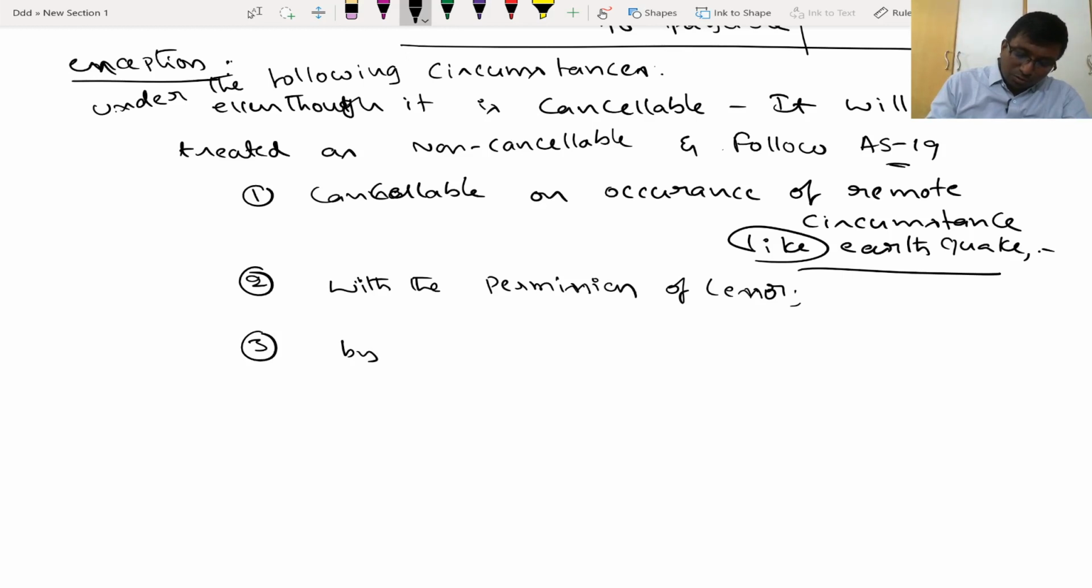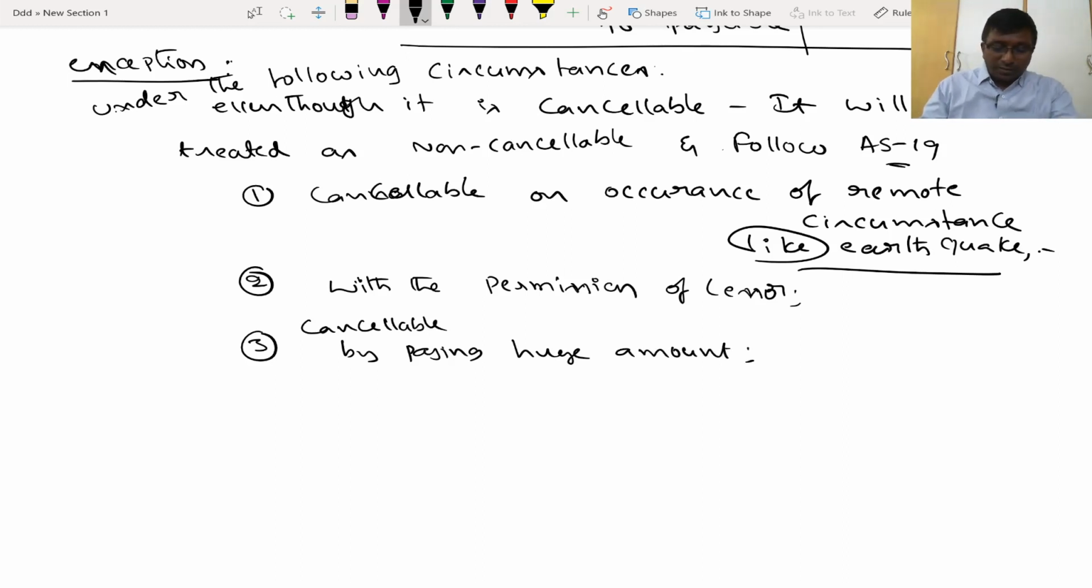By paying huge money. Suppose it is cancelable. Yes, it is cancelable by paying a huge penalty, a huge amount. Let us say, I will tell you, it is a 5 years agreement. Per annum how much?